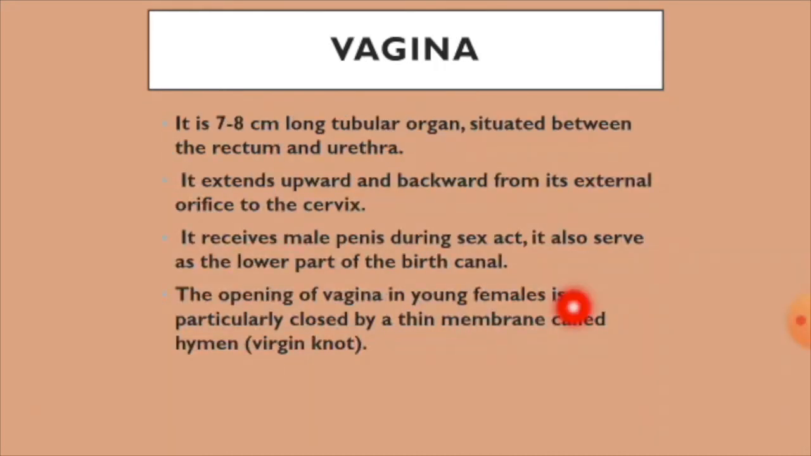The next accessory organ is the vagina. It is a 7 to 8 cm long tubular organ situated between the rectum and urethra. It extends upward and backward from its external orifice to the cervix. It receives the male penis during the sex act. It also serves as the lower part of the birth canal. The opening of the vagina in young females is partially closed by a thin membrane called hymen or virgin knot.